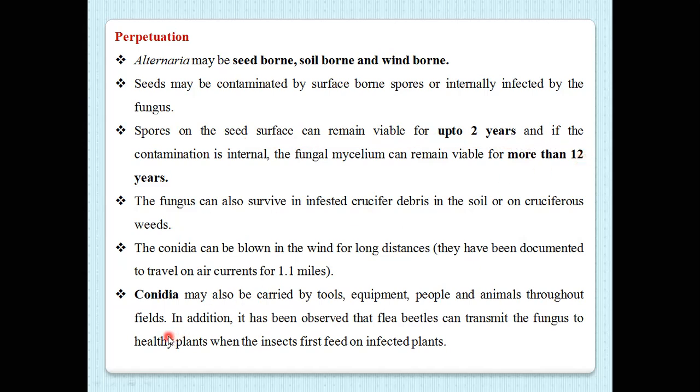Okay, then secondary infection, this is the conidia. These conidia are blown from one place to another through wind or air currents or other agencies, that is agricultural tools, equipment, or humans and animals throughout the fields. In this way, it is spread from one place to another.